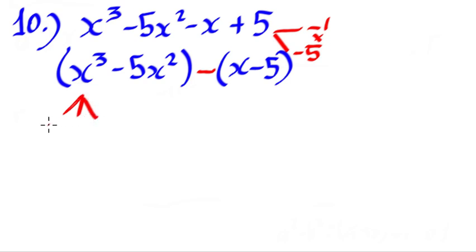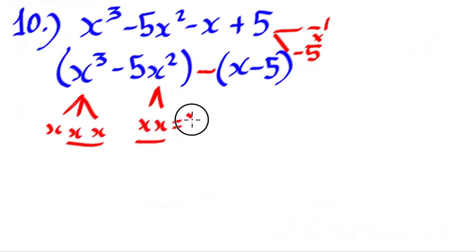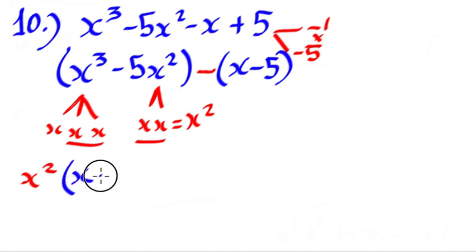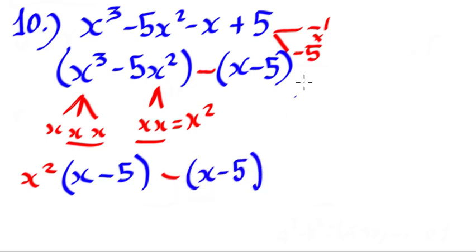Now we get the common monomial factor for each of them. This x cubed can be written as x times x times x, and this x squared can be written as x times x, so their common factor is x squared. Let's take that out, x squared. What is left? x cubed divided by x squared is just x, and minus 5x squared divided by x squared is minus 5. Clearly, here we can see an x minus 5 just sitting there, waiting for us to notice it. In the groupings, we both have x minus 5, so we can take that x minus 5 out.